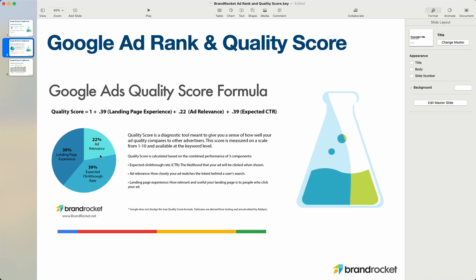So this is, does the copy answer the query? Does the landing page load quickly? Does the landing page hopefully match the query as well? Is it a quality experience where people stick around?